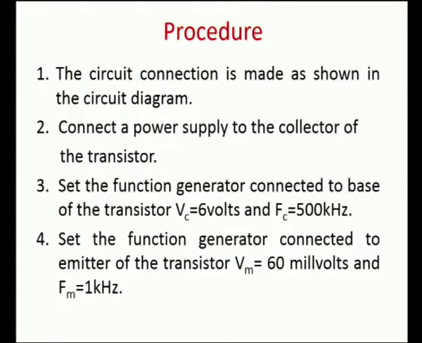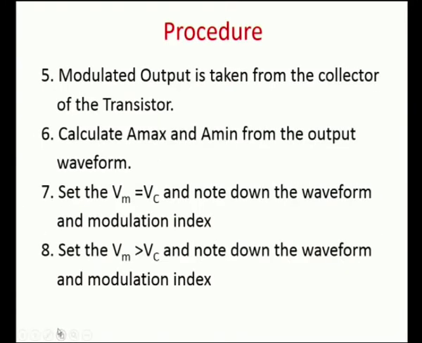Connect a power supply to the collector of the transistor. Set the function generator connected to the base of the transistor as carrier voltage 6 volts, frequency 500 kilohertz. Set the function generator connected to the emitter of the transistor as message signal Vm equal to 60 millivolts and Fm equal to 1 kilohertz. You get the modulated output at the output of the collector of the transistor.